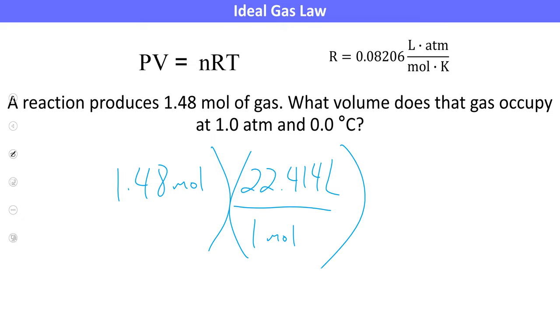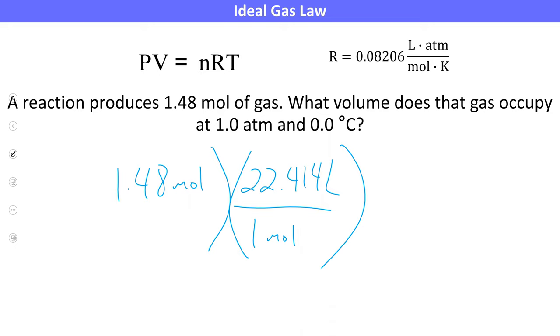We could define our own Lake Tahoe STP if we wanted to and say Lake Tahoe standard is 0.8 atmospheres and 20 Celsius. And we could do the same thing and say, what's the volume of one mole of gas under those conditions? And have our own conversion here. But not enough people live at our altitude to make that worthwhile to teach on a regular basis.